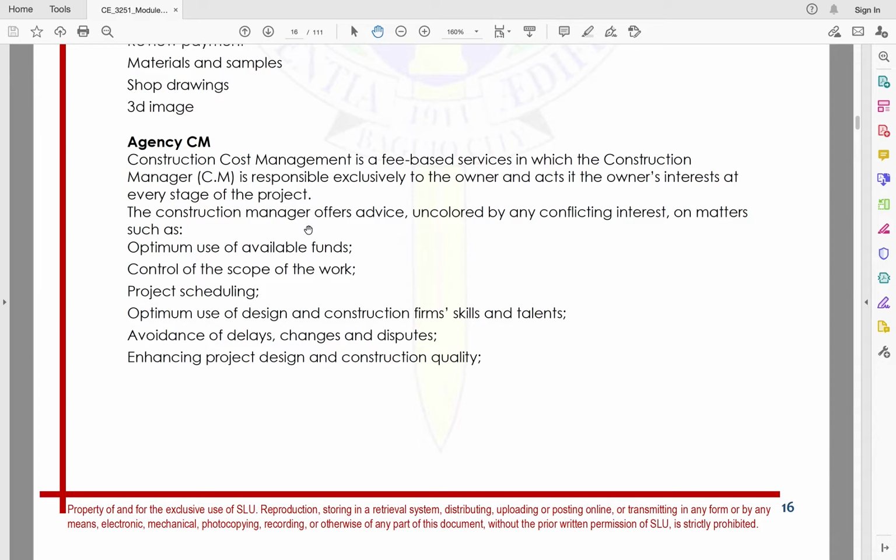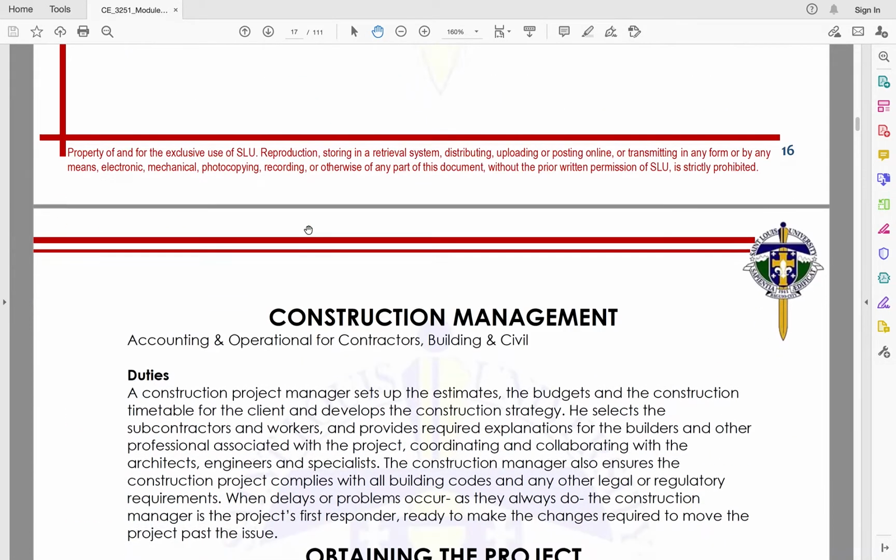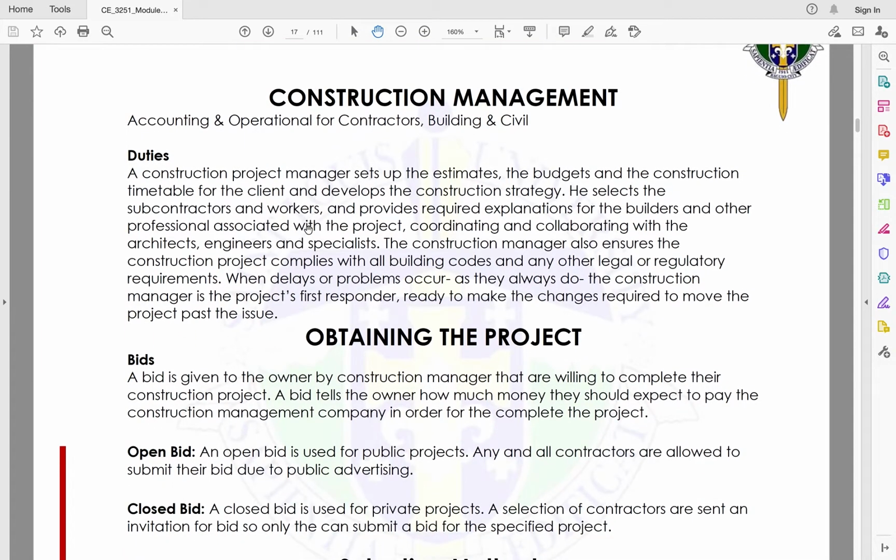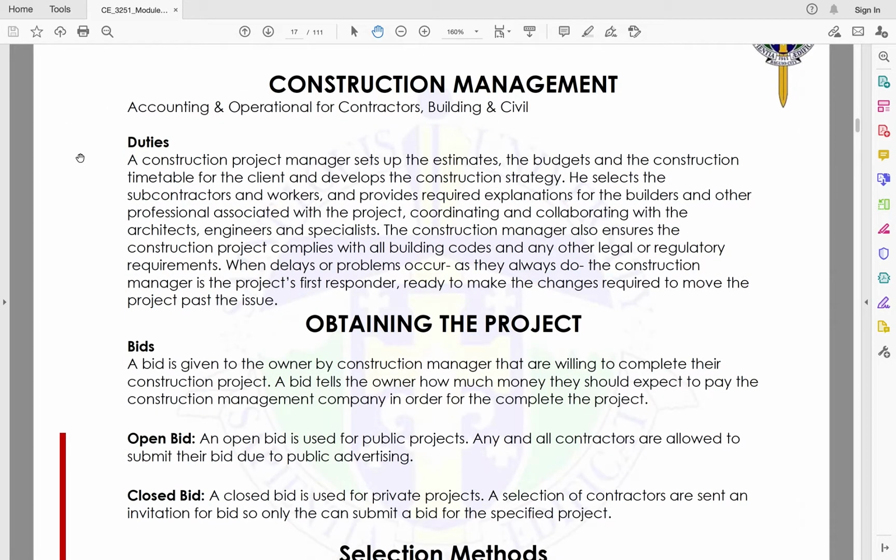Okay, because you are already seeing the project as a whole, and kaya mo ring tingnan yung project in a micro perspective. Okay, so construction management, accounting and operational for contractors, building and civil. So duties: a construction project manager sets up the estimates, the budgets and construction timetable from the client for the client, and develops the construction strategy.